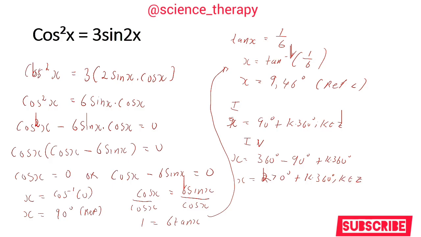Now let's go ahead and find the general solutions for tan. So for tan, remember our reference angle is 9.46 degrees. And now we'll be looking at where tan is positive. Tan is positive in the first quadrant because all three ratios are positive there. So we have x is equal to 9.46 degrees plus k 180 degrees. Why k 180 degrees? Because we know the period for tan is 180 degrees. Then indicate where k is an element of integers.